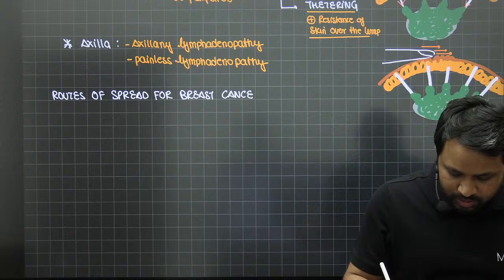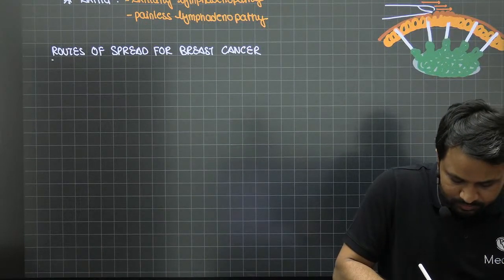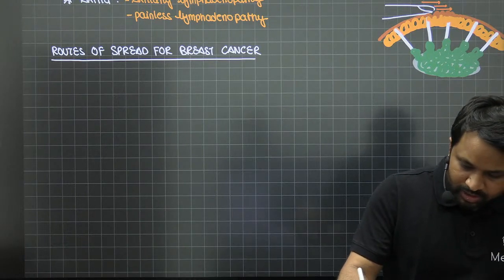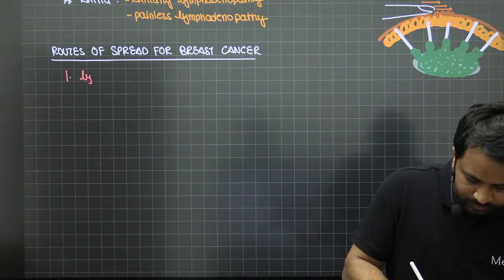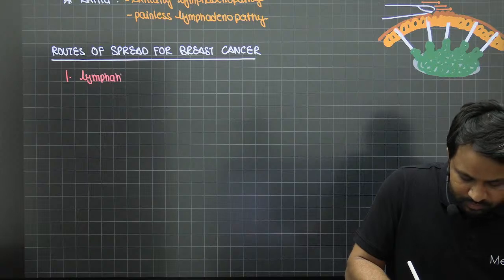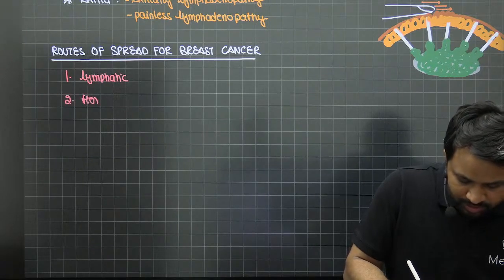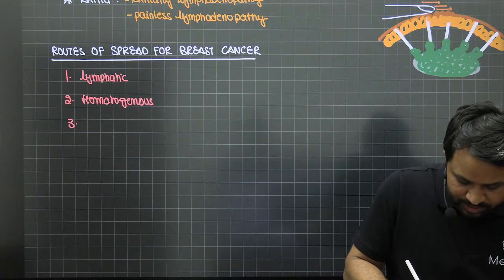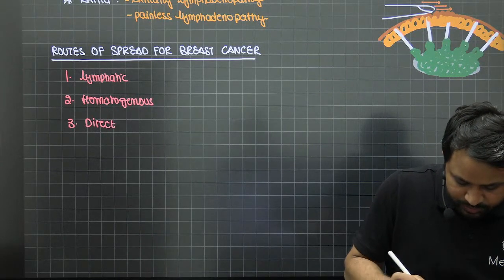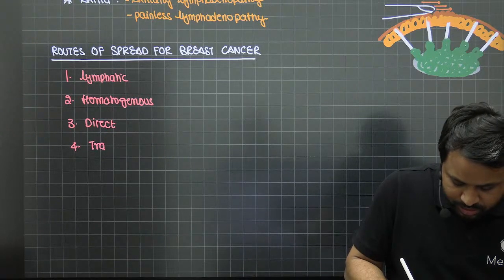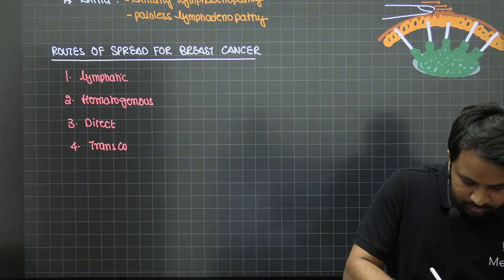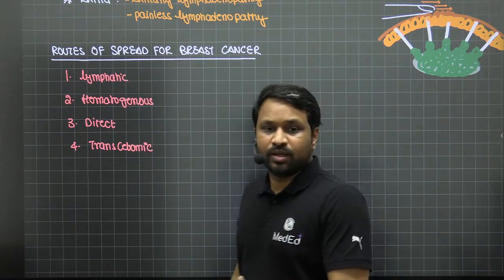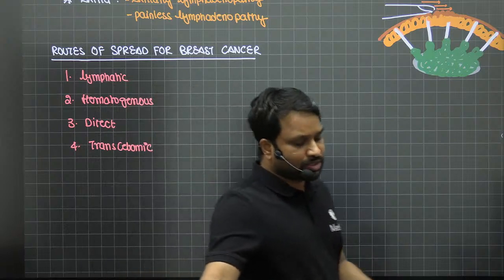When you talk about the routes of spread for breast cancer, number one is going to be via lymphatics. Number two is blood, that is hematogenous. Number three, it can infiltrate directly, that is your direct route of spread. And the last one is going to be transcoelomic, via the peritoneal space. So it can go via lymphatics, hematogenous, direct, as well as transcoelomic.